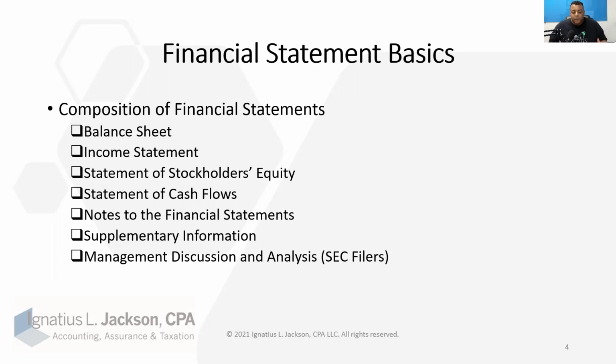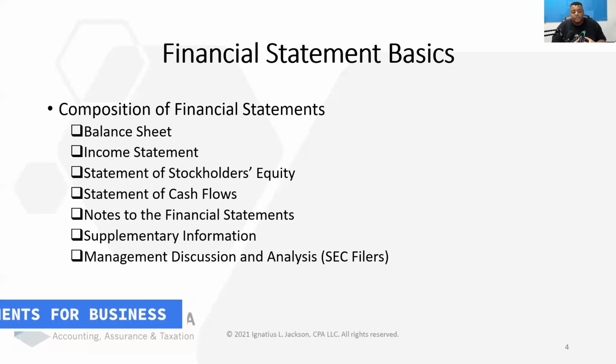So financial statements are composed of these items: balance sheet, income statement, statement of stockholders' equity, statement of cash flows, notes to the financial statements, sometimes supplementary information, and sometimes management discussion and analysis if you're filing with the Securities and Exchange Commission, okay? Most small businesses don't file with the Securities and Exchange Commission unless you're doing a Regulation CF raise or a Regulation A+ raise where you do have to file some reports with the SEC. That's usually the only time that you would have to worry about management discussion and analysis, but there's various companies out there that help you to create all that. That said, this is the general composition of a set of financial statements, okay?